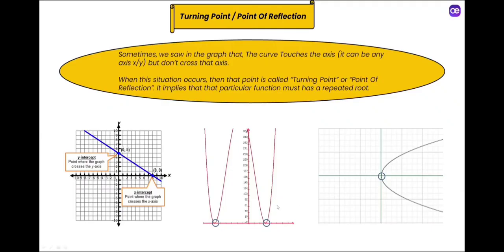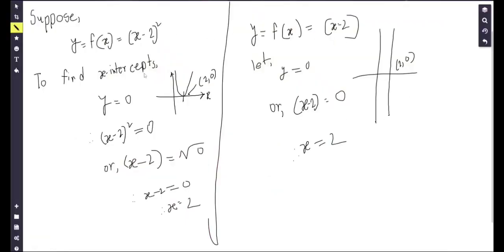Okay, now let's observe these two functions. The first function is y is equal to f(x) is equal to (x minus 2) whole square. And the second function is y is equal to f(x) is equal to x minus 2. As we know, to find the x-intercepts, we should make y equal to 0. On the x-axis, the y-coordinate is always 0 and constant. x is increasing or decreasing, but y never changes. So when we let y is equal to 0, (x minus 2) whole square is equal to 0. Then x minus 2 is equal to root over 0, which means 0. So x is equal to 2.